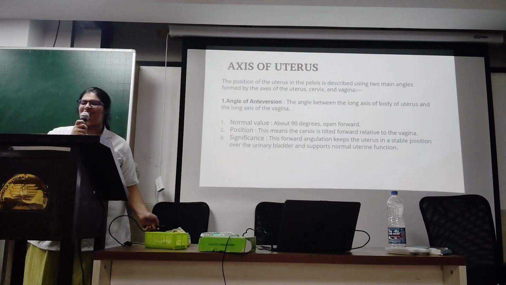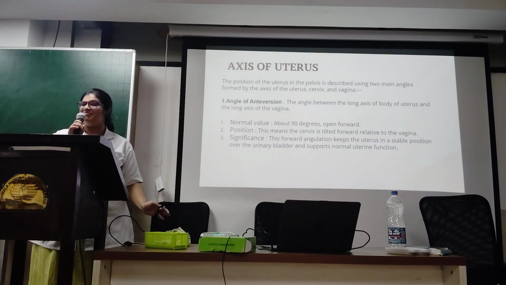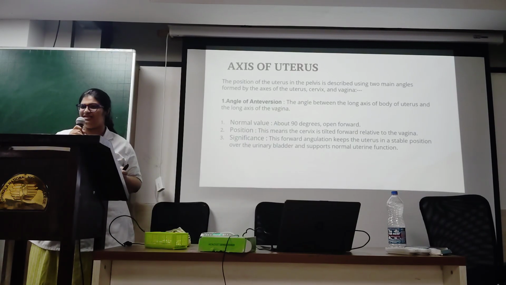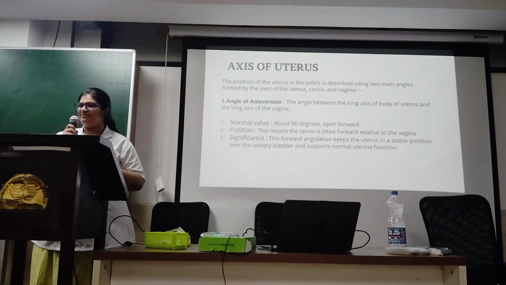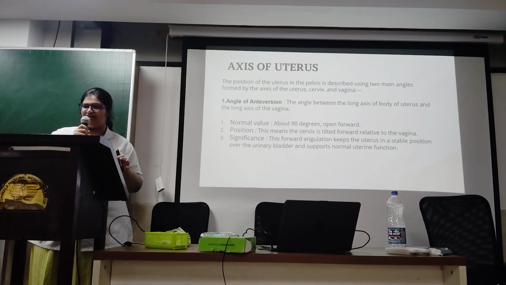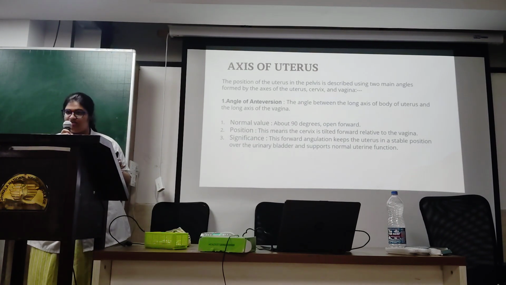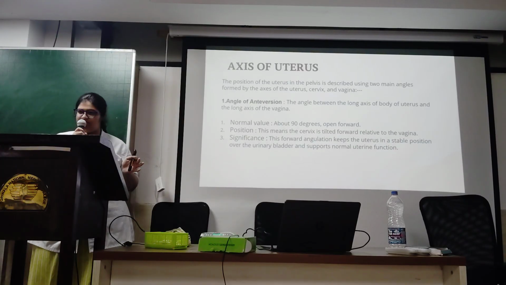The position of the uterus in the pelvis is maintained by two angles formed by an axis passing through the uterus, cervix, and vagina. The two angles which are of main importance are the angle of anteversion and the angle of anteflexion.